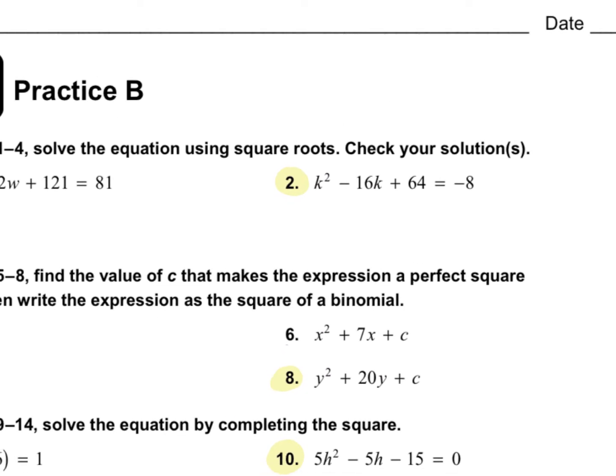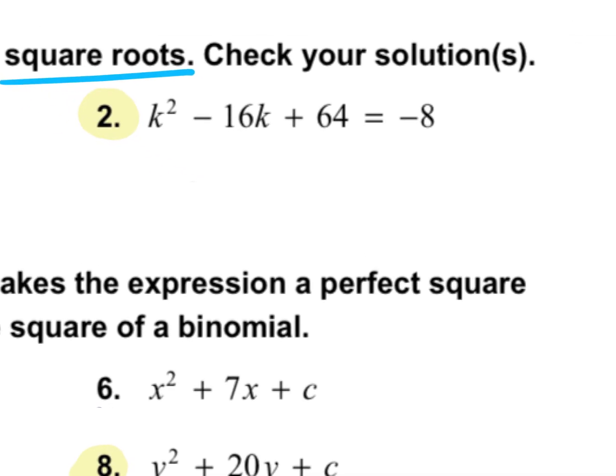So here it says, solve the equation using square roots. How can I solve this using square roots when I don't have anything that's squared? What do I need to do? Is k squared divisible by 8? No. Move the 64. Perfect. The left side is a perfect square trinomial, so I would factor this. So when it says to solve by taking the square roots, just factor what you have on one side already because it's going to be a perfect square trinomial.